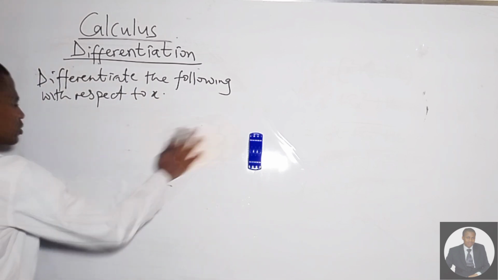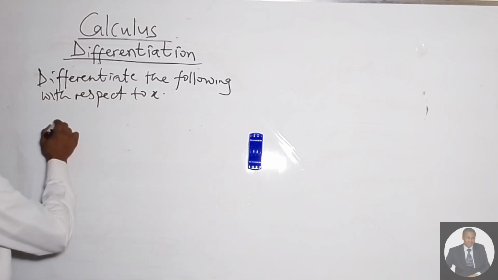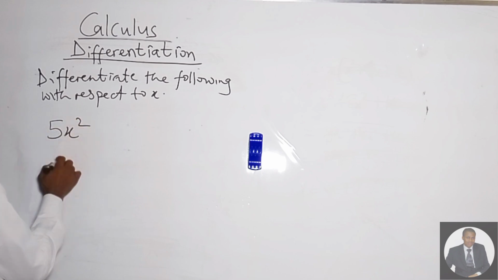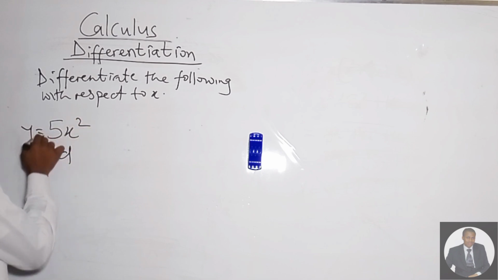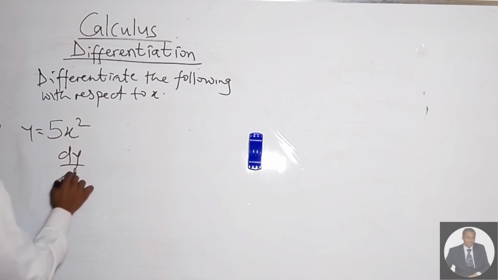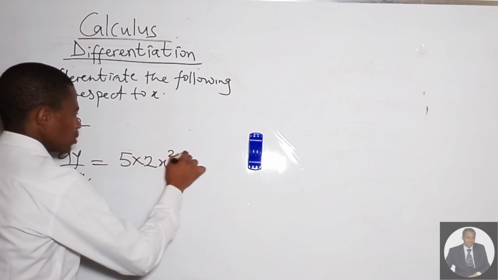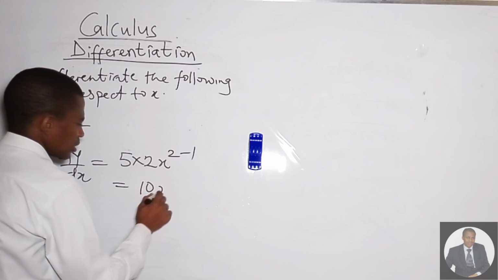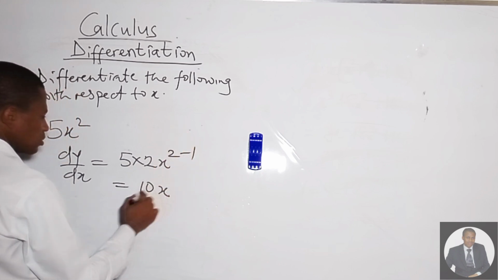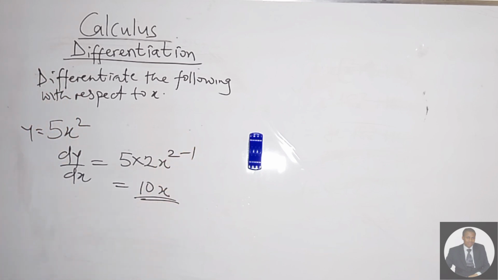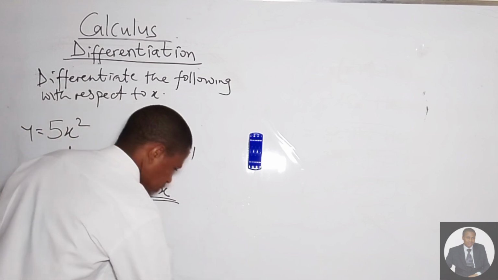Let's look at another question. 5x squared. So that's if y is this. So the dy/dx will be 5 times 2x^(2-1). That's 10x. 2 minus 1 is 1. This will be the answer for this.